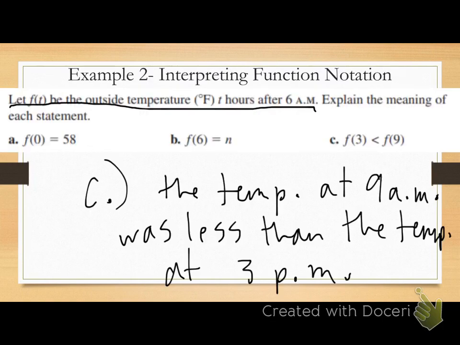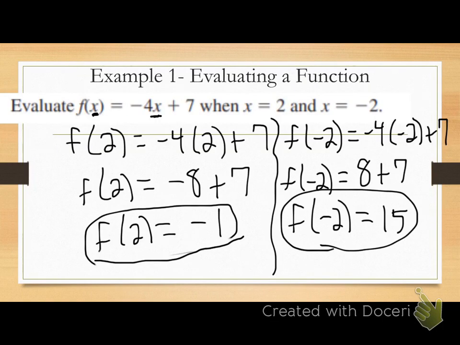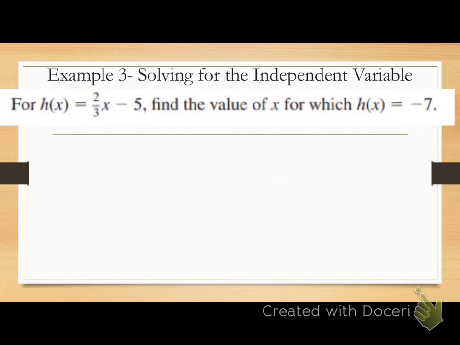Now, a few examples ago, it wanted me to evaluate the function when x equals 2 and x equals -2. So I replaced the x with 2, and I replaced the x with -2. Here it wants me to find the value of x for which h of x equals -7. So instead of replacing the x with -7, h of x equals -7, so I'm going to replace h of x with -7.